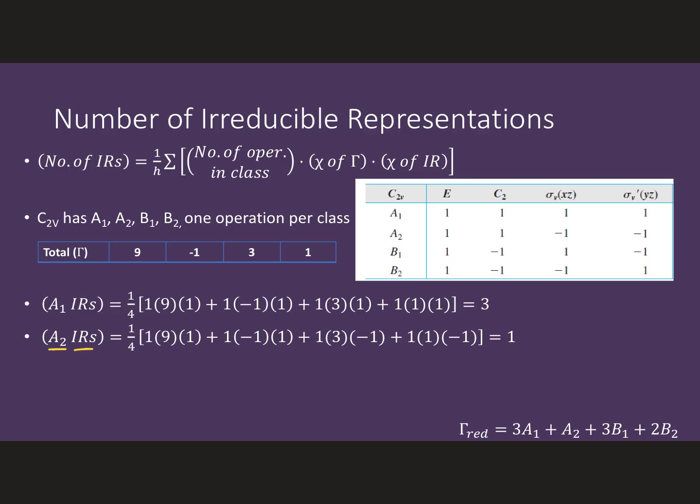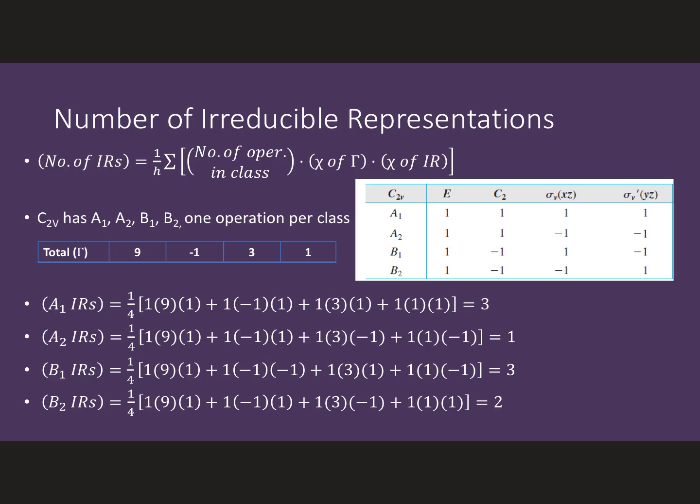So again, I have got the number of operations in each class, which is 1. I would have the character from the reducible representation, which is here. And finally, I have the character from the character table. Now we're looking at E for our A2. So again, here's E, here's C2, sigma V, and sigma V prime. Do our math here. We can find out that A2 equals 1. So in other words, there is 1 A2 degree of freedom in this molecule.